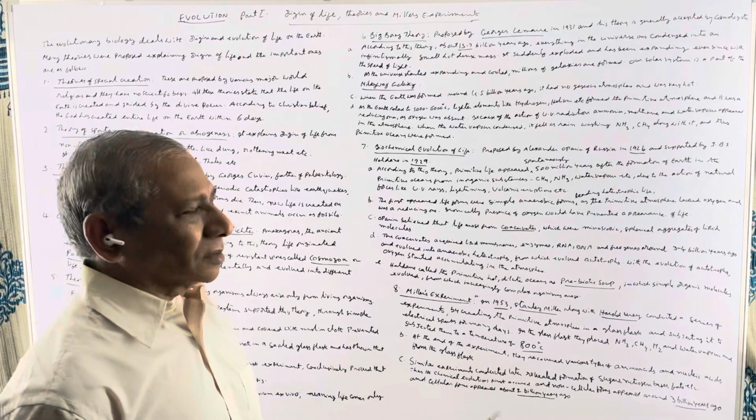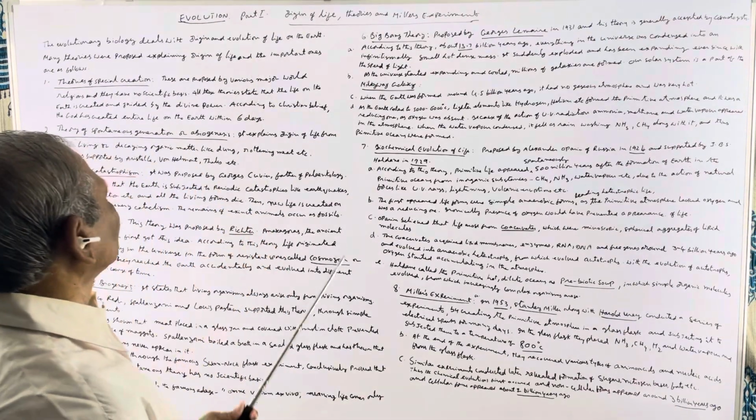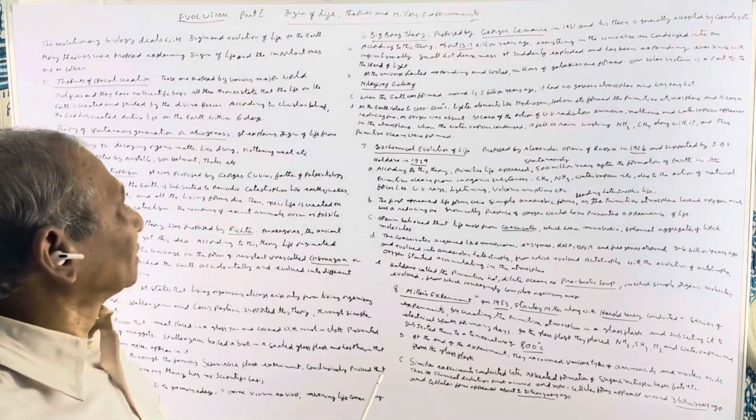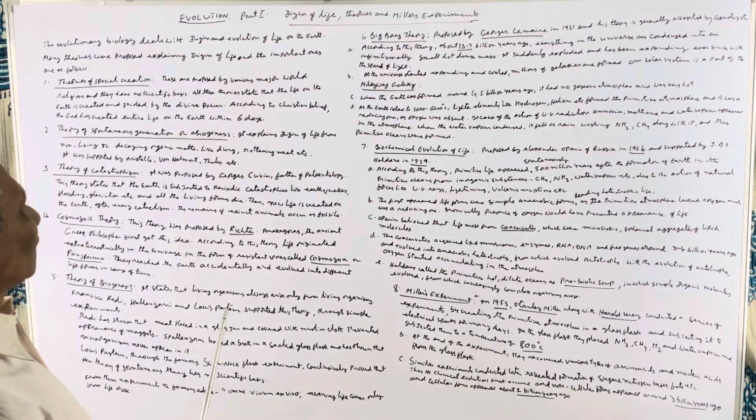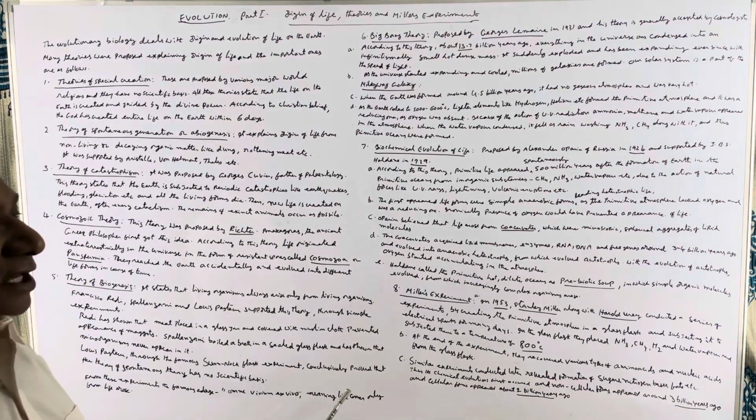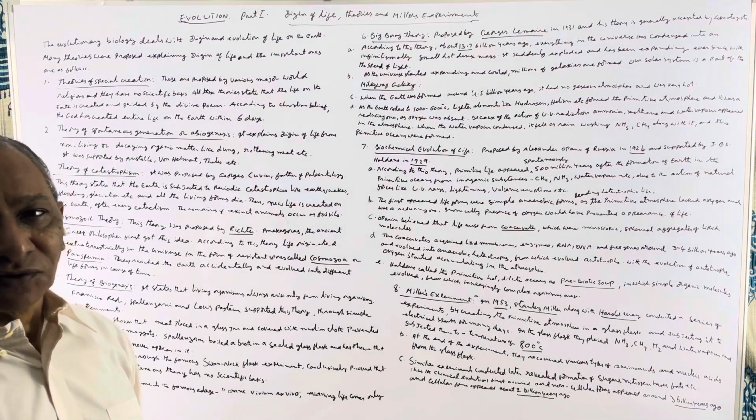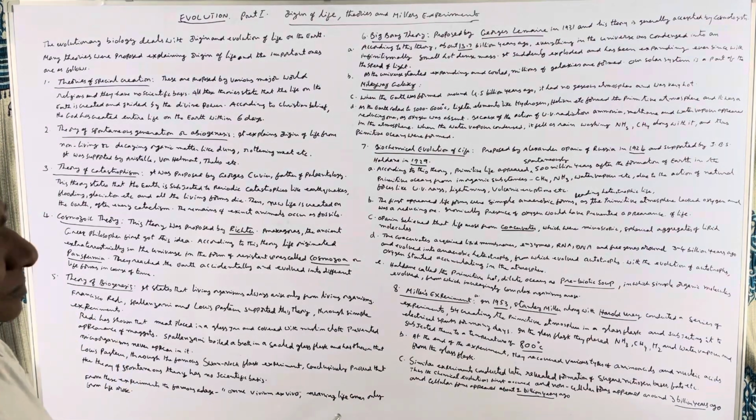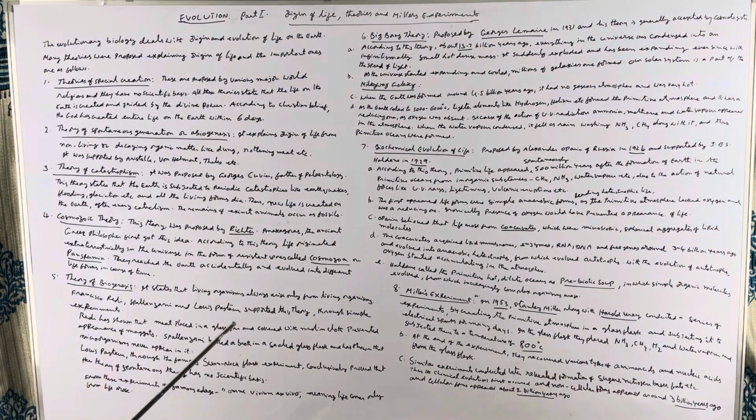Today, I am taking up the topic Evolution Part 1, that is Origin of Life, Theories, and Miller's famous experiment. So, evolutionary biology deals with the origin and evolution of life on the earth.